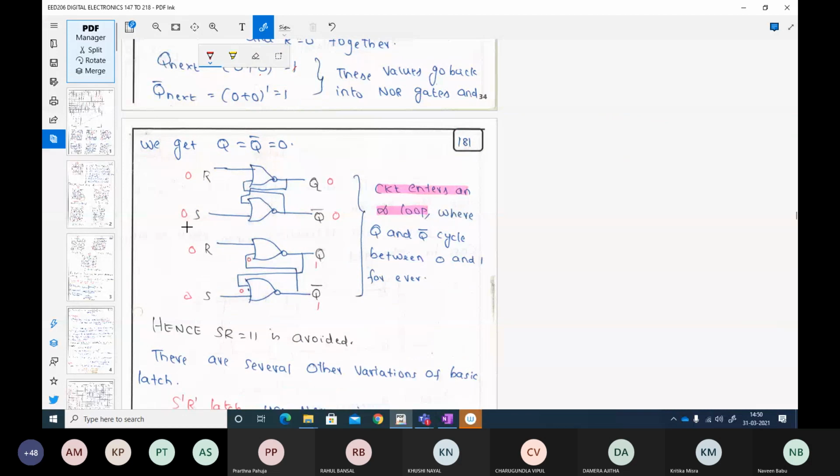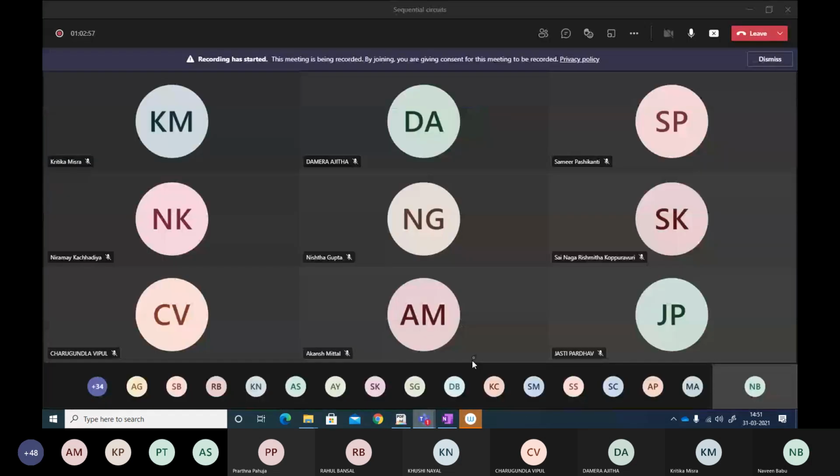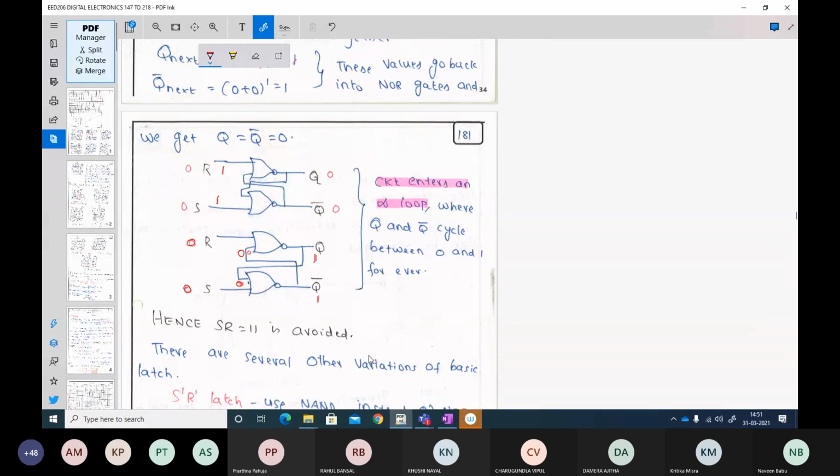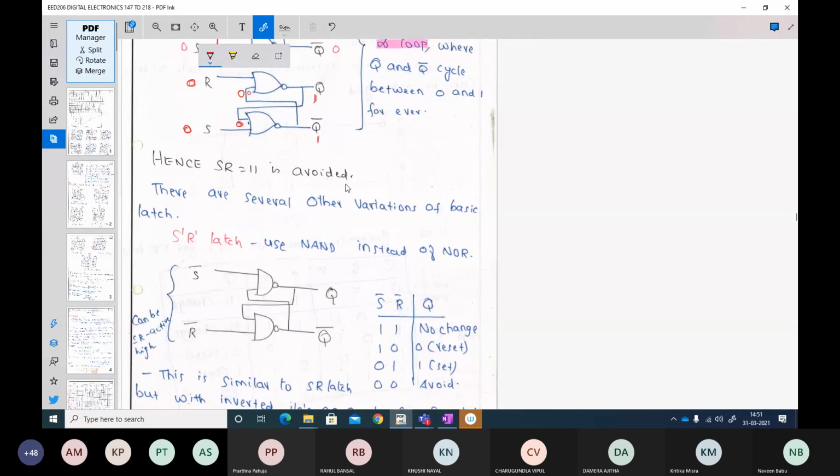You see here, initially when you set your R and S to be 1, Q and Q bar will be 0, 0. This 0 and 0 now will be fed back here. And when you set and reset to 0, your output will become 1 and 1. Again, this 1 and 1 will be fed back like this. So this will enter into an infinite loop. Hence, SR equal to 1 1 must always be avoided.